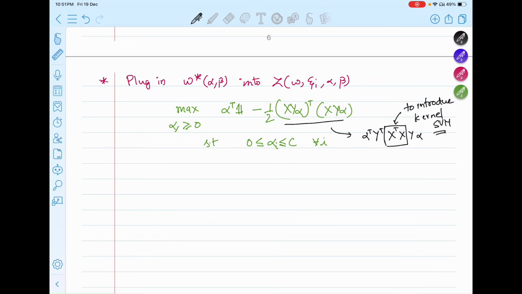Again, you can observe that when the value of c is 0, then alpha has to be 0, right? And in that case, W star, which is equal to the sum of x y alpha, will be equal to 0. Again, when c is infinity, it is a case of hard margin.